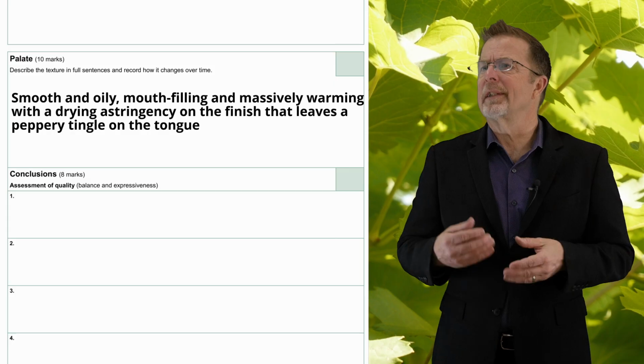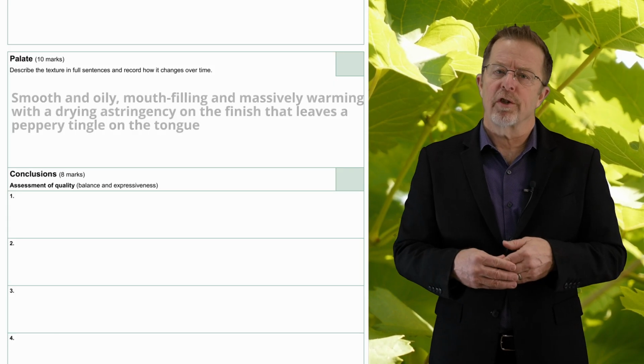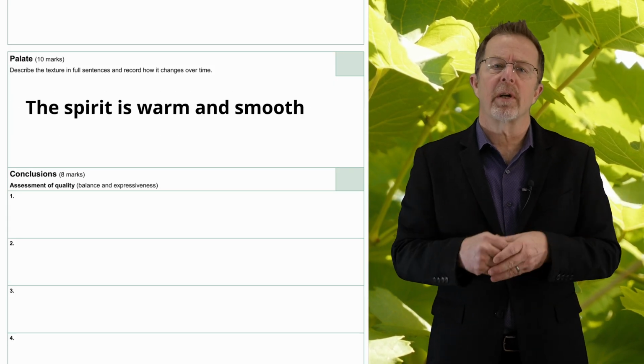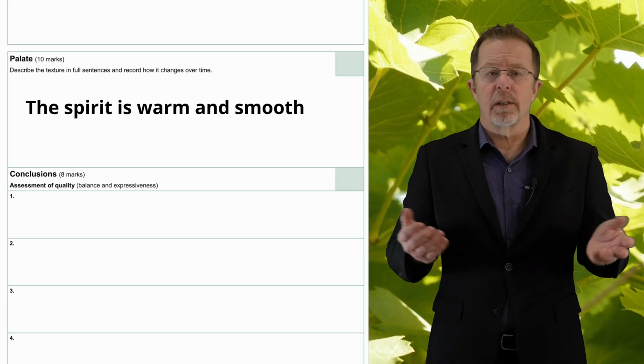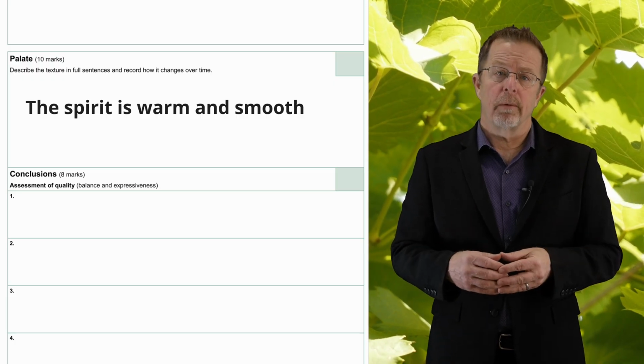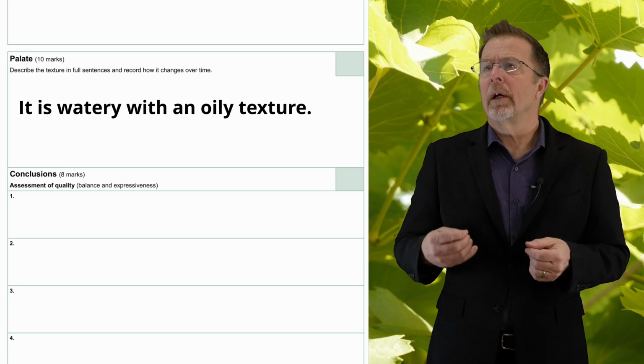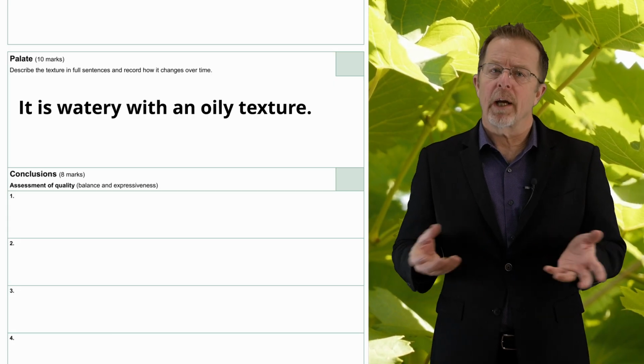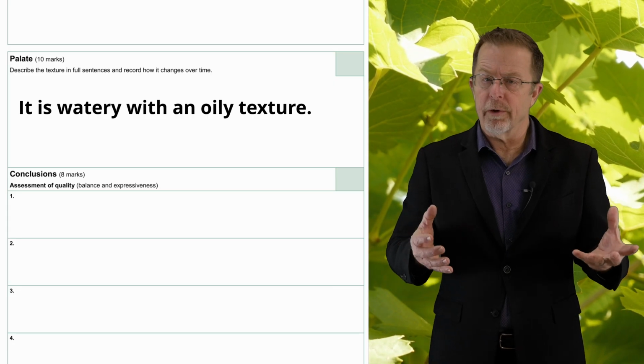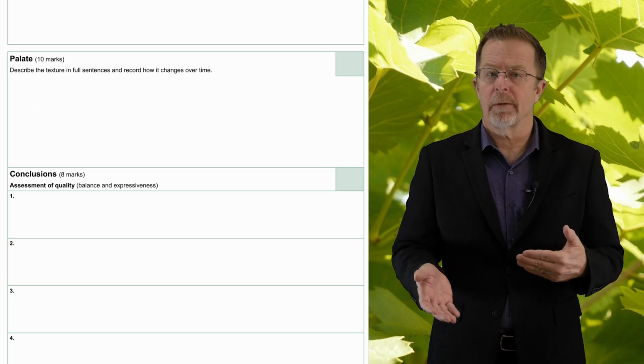Let me give you an example of an inadequate texture note. The spirit is warm and smooth. This is too generic and will not score well. Another bad example is, it is watery with an oily texture. This is contradictory, and this will earn 0 marks.